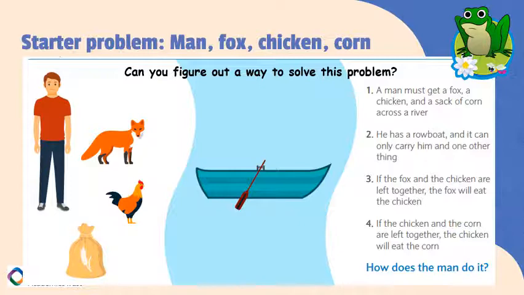So here is your starting problem. You have a man, a fox, a chicken, and some grain. The man must get the fox, the chicken, and the grain or the corn across the river. He has a rowboat, and it can only carry him and one other thing. If the fox and the chicken are left together, the fox will eat the chicken. And if the chicken and the corn are left together, the chicken will eat the corn. How does the man do it?